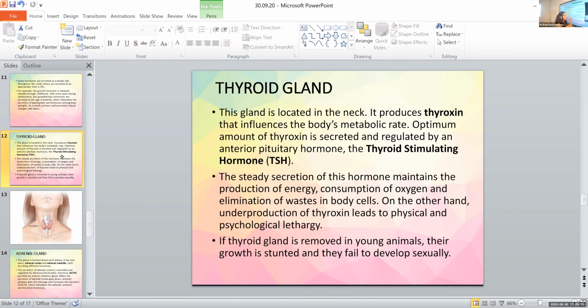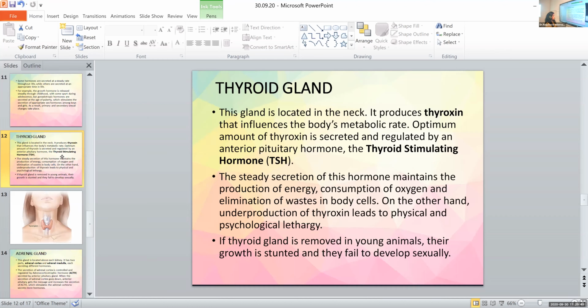The food we take in has to be broken down into several substances, right? In the whole process of digestion, in the whole process of metabolism taking place, you have to gain energy from the food that you eat. So the production of energy, the consumption of oxygen and also elimination of the waste in body cells, all those factors are maintained by this particular hormone called thyroxine. On the other hand, underproduction of thyroxine leads to physical and psychological lethargy.